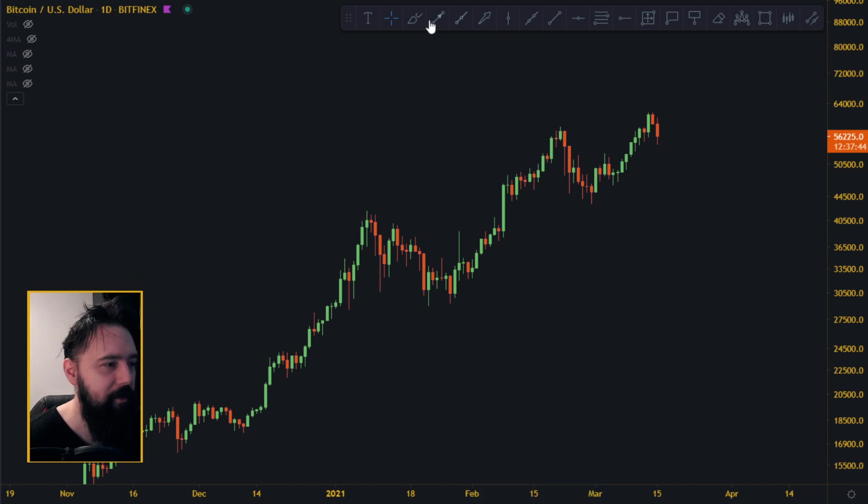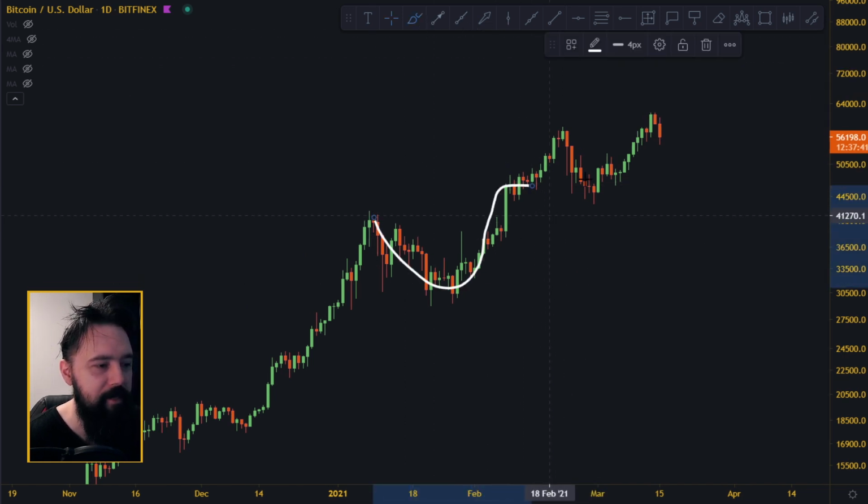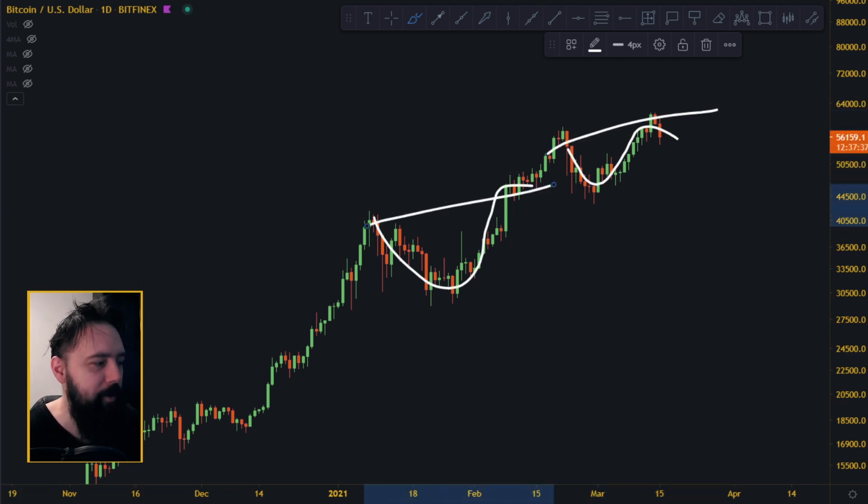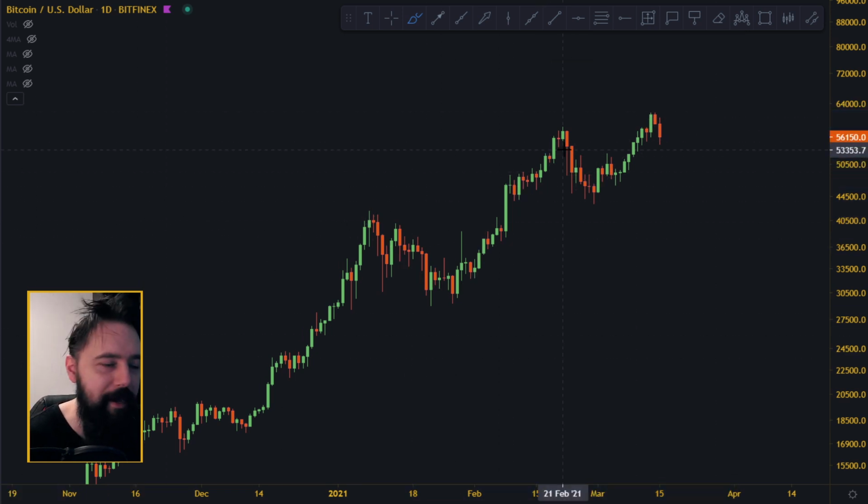People are talking about that this is some kind of cup and handle, right? It's not cup and handle. That's what people are getting wrong. It's not cup and handle. It's a rising wedge, and I'm gonna show you.